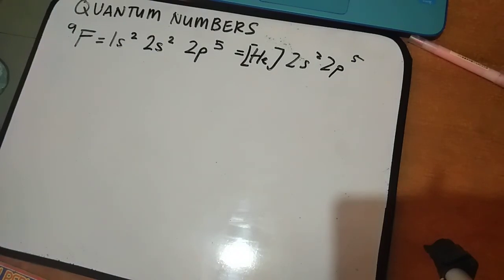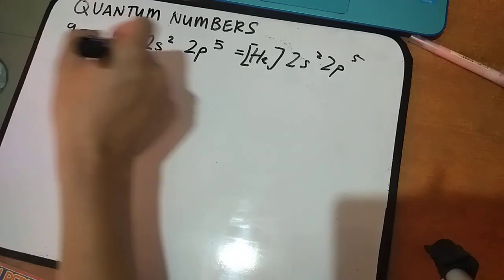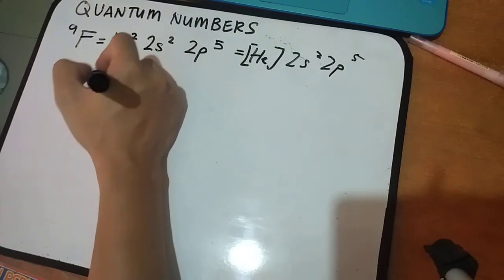So, ano nang gagawin natin? So, sabi nga, gawa tayo ng orbital diagrams. So, we would, instead of this one, we would do the boxes.